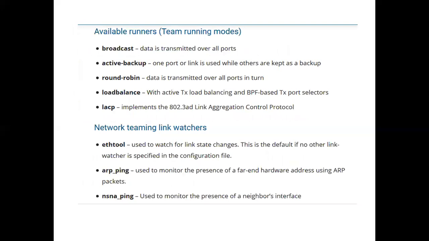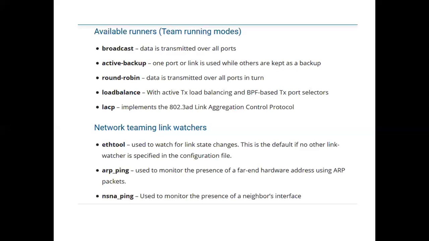So here you can see the available runners we have. Broadcast, data is transmitted over all ports. Active backup, one port or link is used while others are kept as a backup. In round robin, data is transmitted over all ports in turn. And in load balancing, with active Tx load balancing, we will load balance the traffic. And LACP is the protocol that implements 802.3ad link aggregation control protocol. So these are the available runners we have.